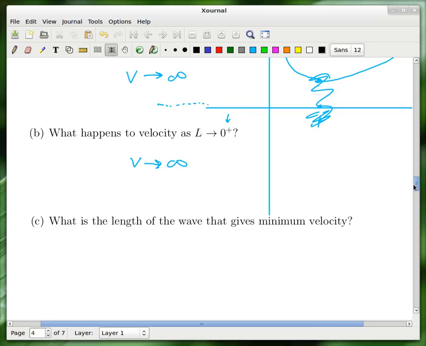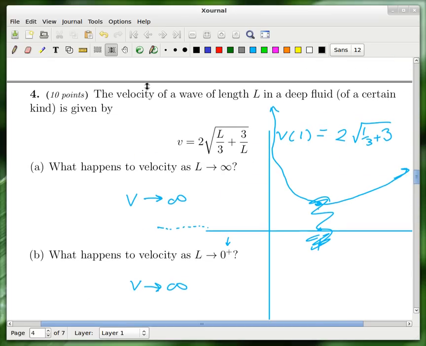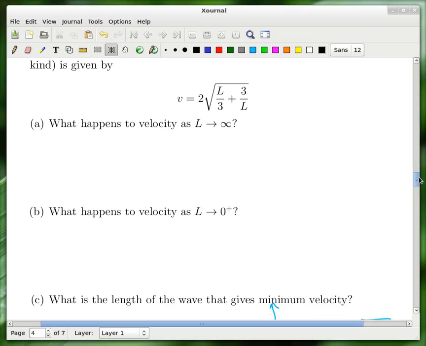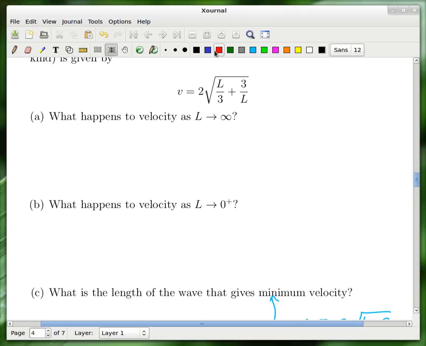All right. So it's a minimization question. So something from the optimization chapter. Let me copy the function down here so I can see it. This v equals 2 times the square root of L over 3 plus 3 over L. Okay.